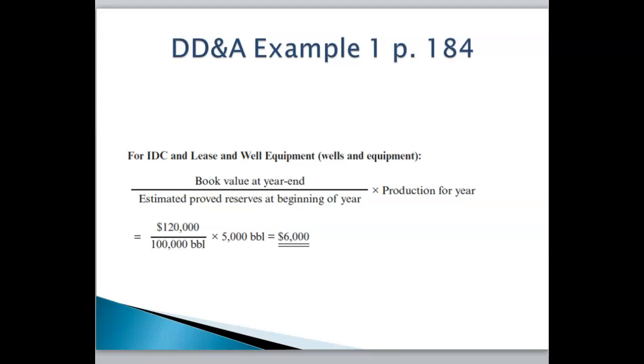For the proved developed reserves, we're going to take the book value at year end of $120,000. We're going to divide that by the estimated proved developed reserves at the beginning of the year, which is 100,000 barrels. We're going to multiply this times the 5,000 barrels and we're going to get DD&A expense for our proved developed for our wells and equipment of $6,000.